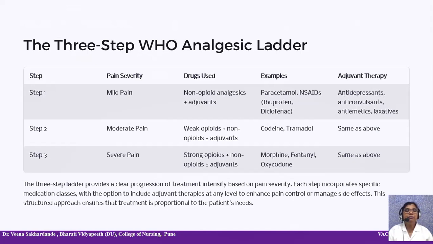So according to the mild pain or according to the step, different opioids are given to the patient. When non-opioid analgesics are given, the patient will be having mild pain; for moderate pain, weak opioids and non-opioids are also given; along with there are specific procedures for severe pain. Examples are paracetamol for mild pain, codeine or tramadol for moderate pain, morphine and oxycodone for severe pain. Along with that there are antidepressants, anticonvulsants, antiemetic drugs, depending on the patient's situation.